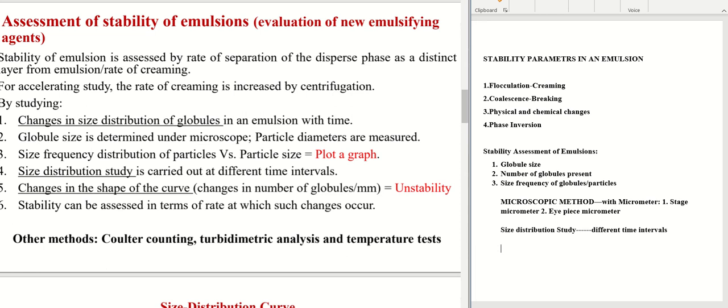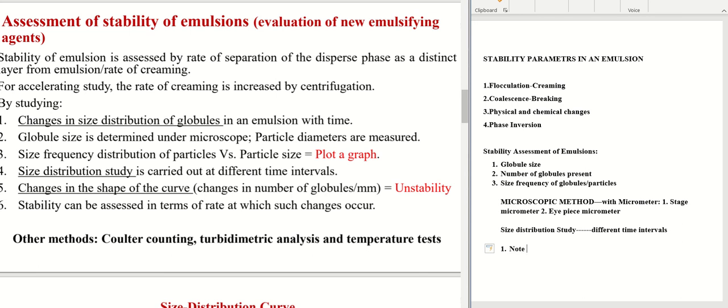After we measure the size of the globule, now let's see what the steps involved in this microscopic method are. First, we'll be setting up the microscope with the stage micrometer and eyepiece micrometer. Then we'll be putting the sample on our slide and placing it over the stage of the microscope. Now observe the size of the globule.